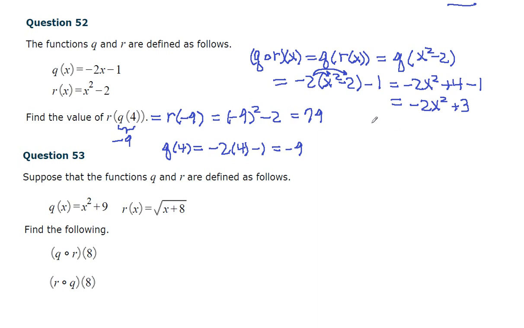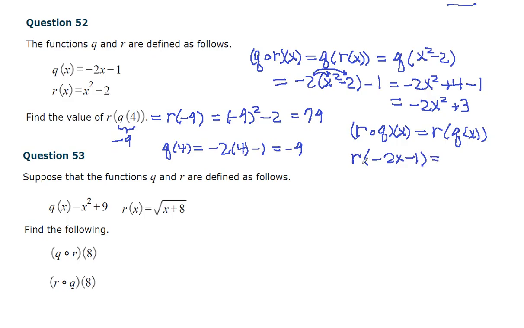And then we could switch them around. So we could also do r circle q plug in x. And that will not be the same thing. That's r plug in q of x. So that's taking the function r, and you're plugging in the equation for q of x, which is negative 2x minus 1. So r plug in negative 2x minus 1.